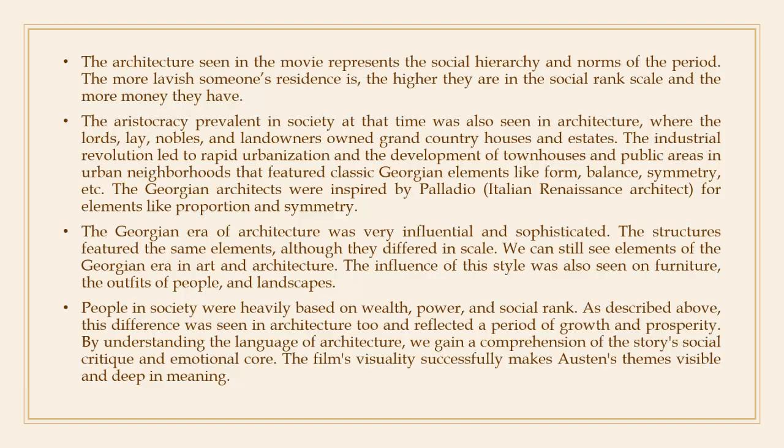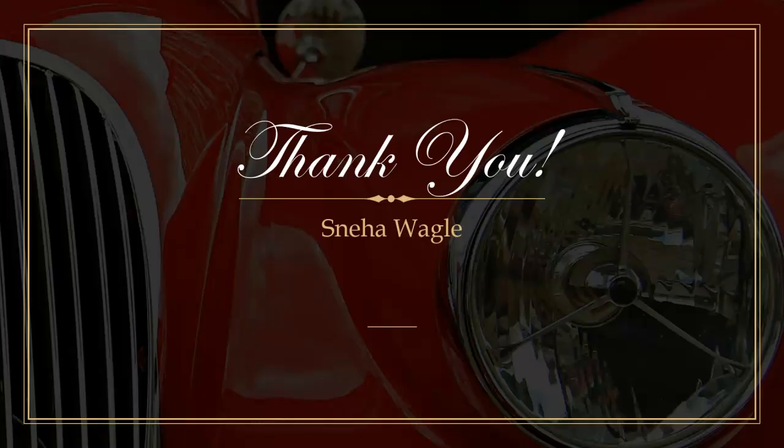We can see the elements of the Georgian era in art and architecture to this day. The influence of this style was seen in furniture, the outfits of people, and landscapes. People in society were heavily ranked by wealth, power, and social rank. As described above, this difference was seen in architecture too and reflected a period of growth and prosperity. By understanding the language of architecture, we gain a comprehension of society's social critique and emotional core. The film's visuality successfully makes Austen's themes visible and deep in meaning.